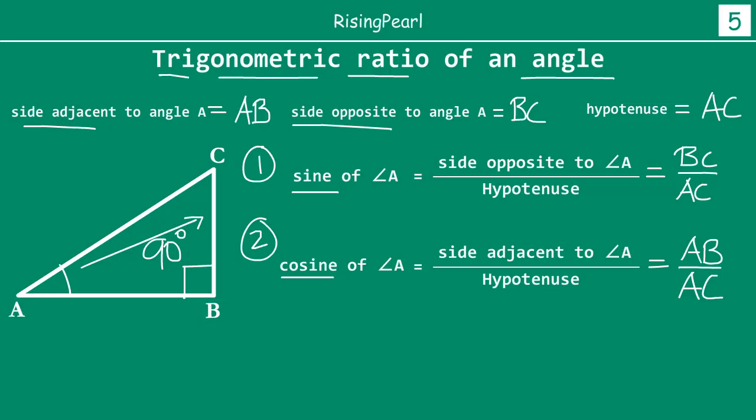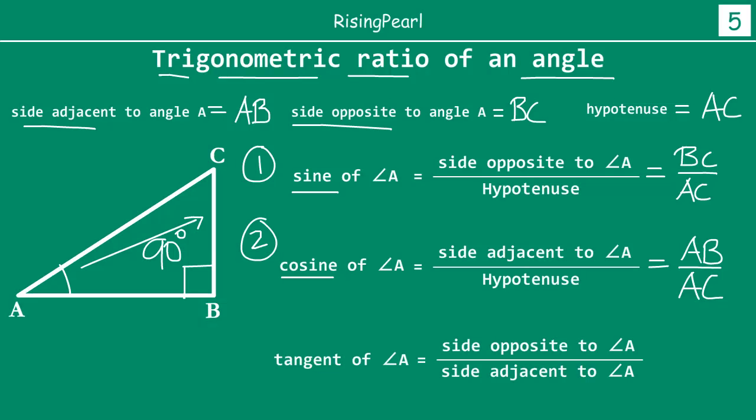Now friends, the next ratio, or our third ratio, is tangent of angle A. Tangent of angle A is defined as side opposite to angle A divided by side adjacent to angle A. So side opposite to angle A is really BC. So this will be BC divided by AB.